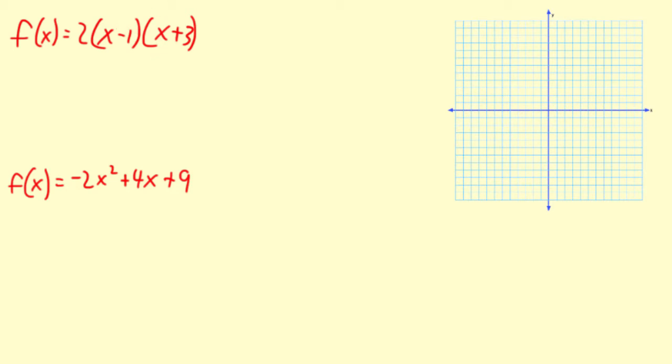Now with factored form, when you have factors like this, each factor tells you what an x-intercept is, using the zero product property. So if f of x, the output, is going to be equal to 0, meaning it's intersecting the x-axis, that means one of these factors, either the x minus 1 or the x plus 3, has to equal 0. So if x minus 1 equals 0, that means x equals 1 because you add 1 to both sides to solve it. And if x plus 3 equals 0, then x has to equal negative 3. Solve that by subtracting 3 from both sides. So those are your two x-intercepts already, 1 and negative 3.